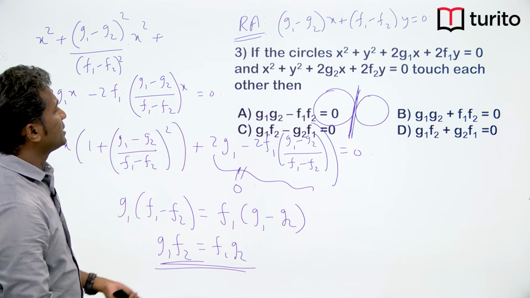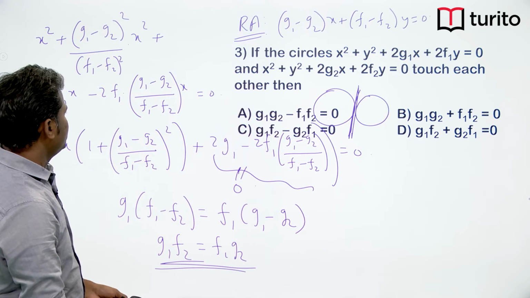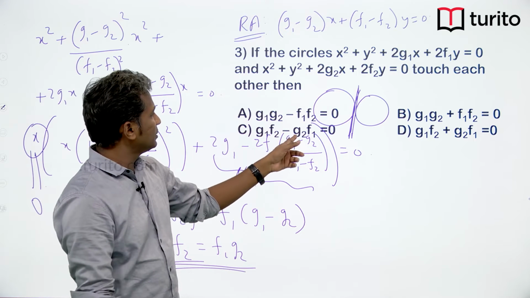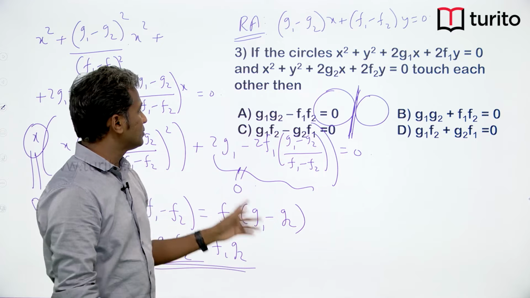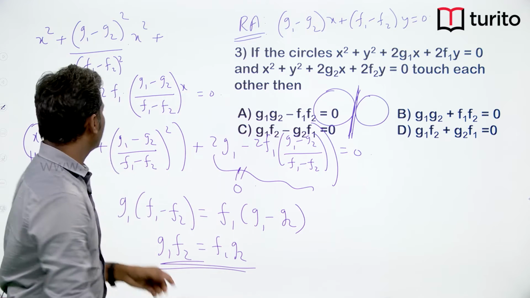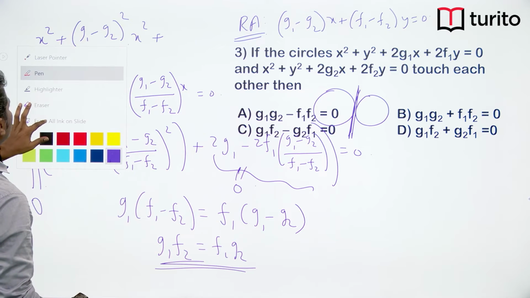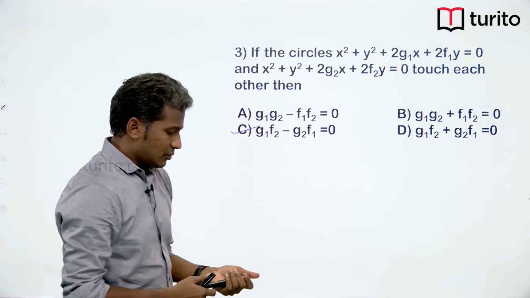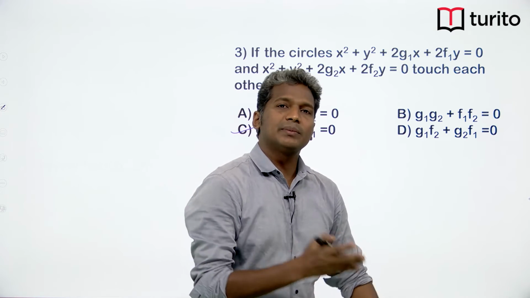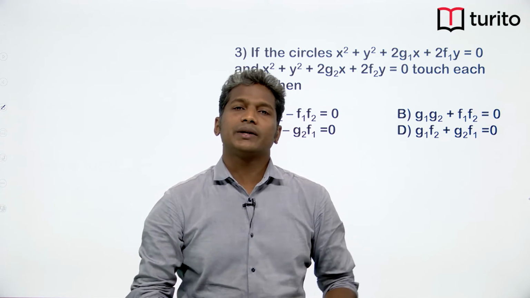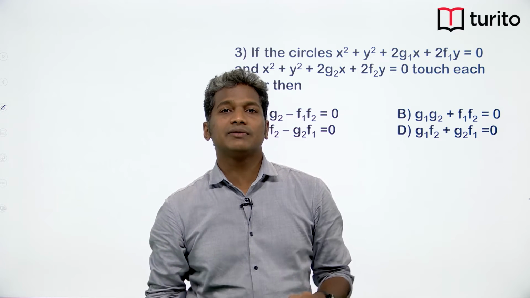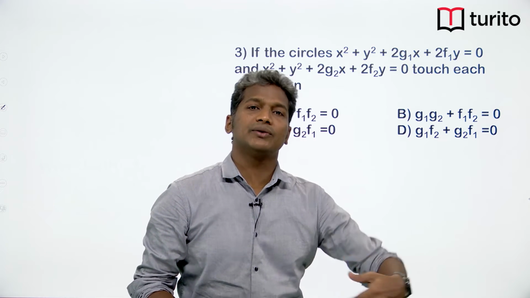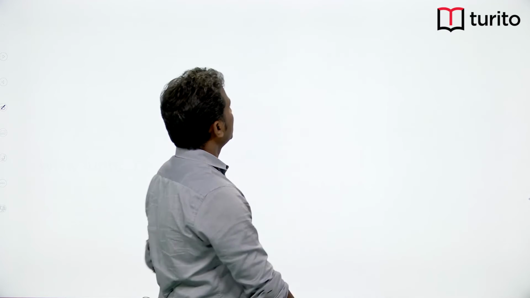So now we check the answers. G1 F2 minus G2 F1 equal to 0. So option C is the correct option. Okay. So if we erase all of them, option C is the correct option. So always there could be different smarter ways of solving. So try to think of the methods which will take less time in executing. Okay. Next.